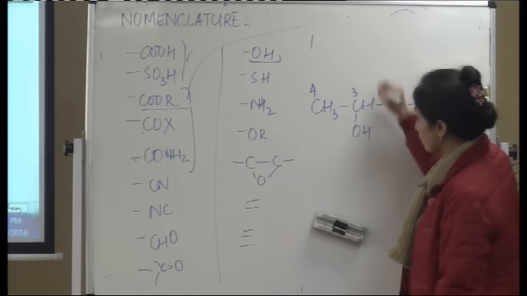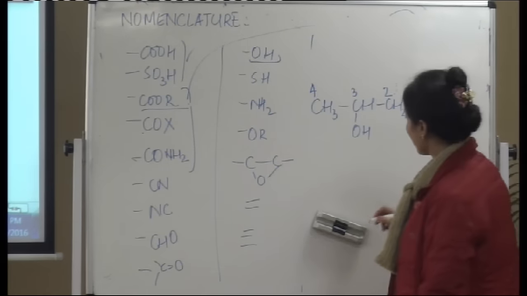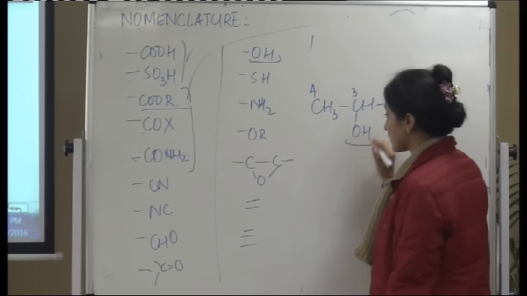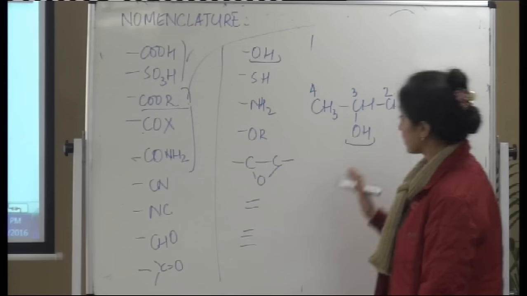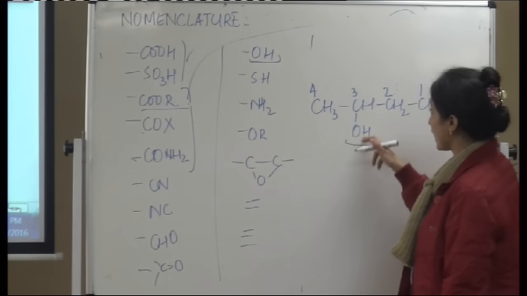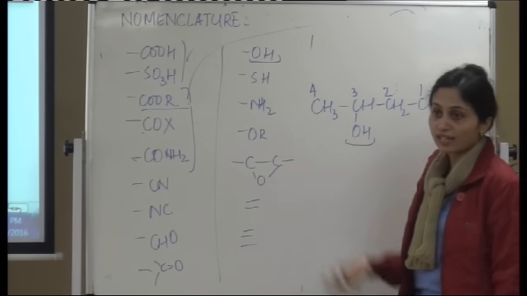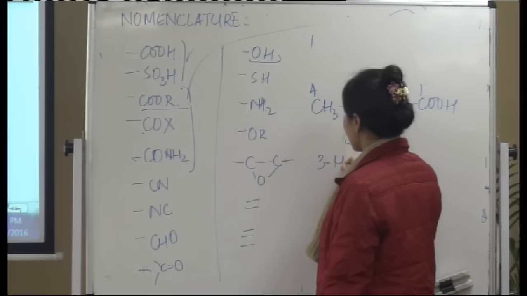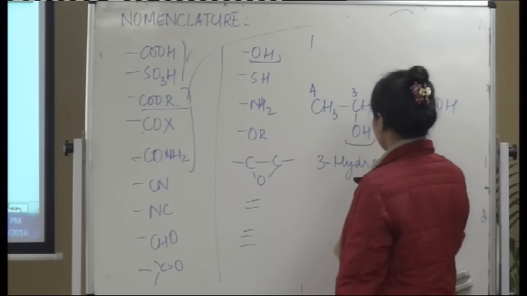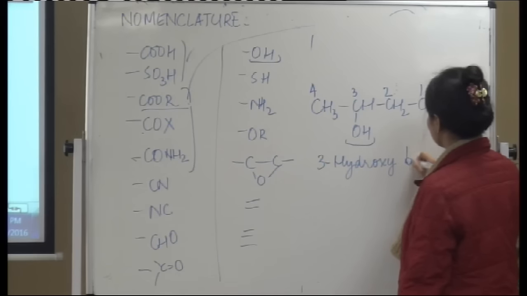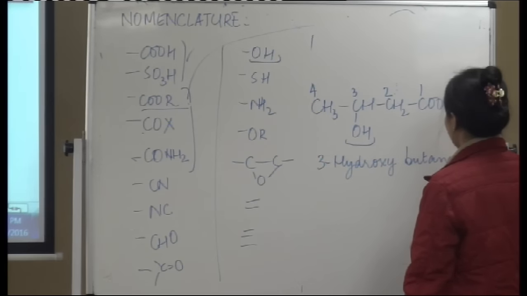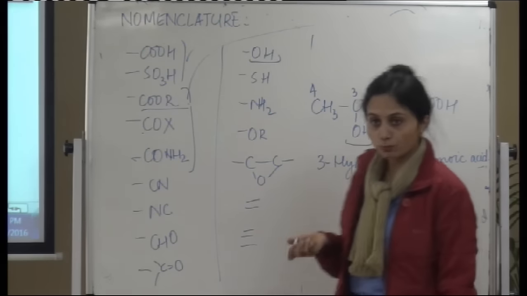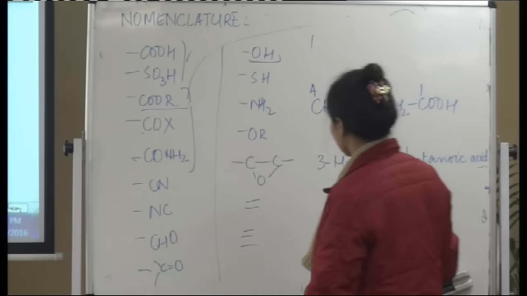Now on 3 you have a substituent, a side group, a functional group which is attached, and for this the prefix generally is hydroxy. So you will have 3-hydroxybutanoic acid. Alright? This will be 3-hydroxybutanoic acid. You can put a 1 or not, that's understood. If you put 1, that is also not wrong. If you do not put it, then also it's fine.